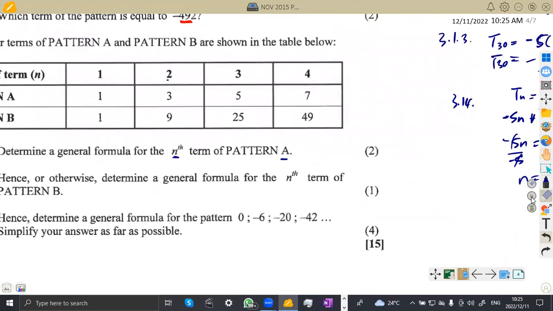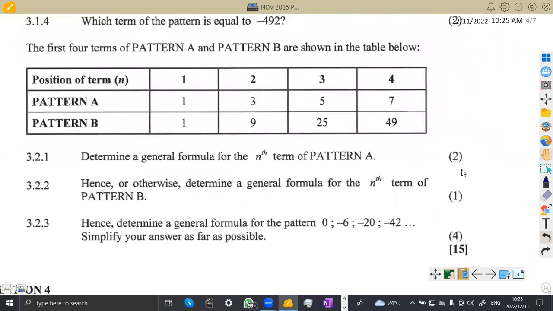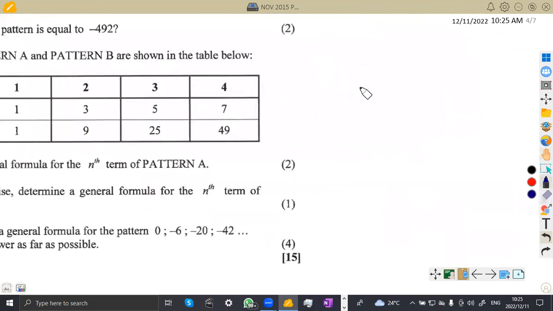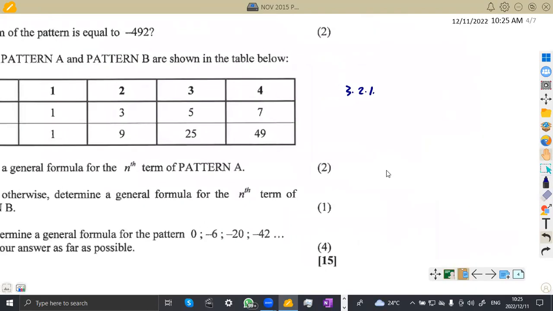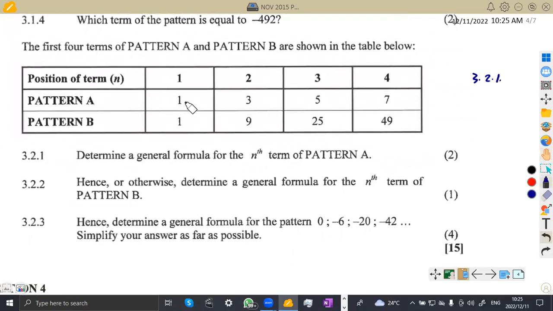Okay, so let's just remove this part so that we can use this space here. So this is 3.2.1. What you simply need to check is the type of the pattern that you are given. If we check here, we have got 1, 3, 5. So there's a difference here. 3 minus 1, there's a difference of 2. 5 minus 3, there's a difference of 2. 7 minus 5, there's a difference of 2. So that means it's a linear expression.